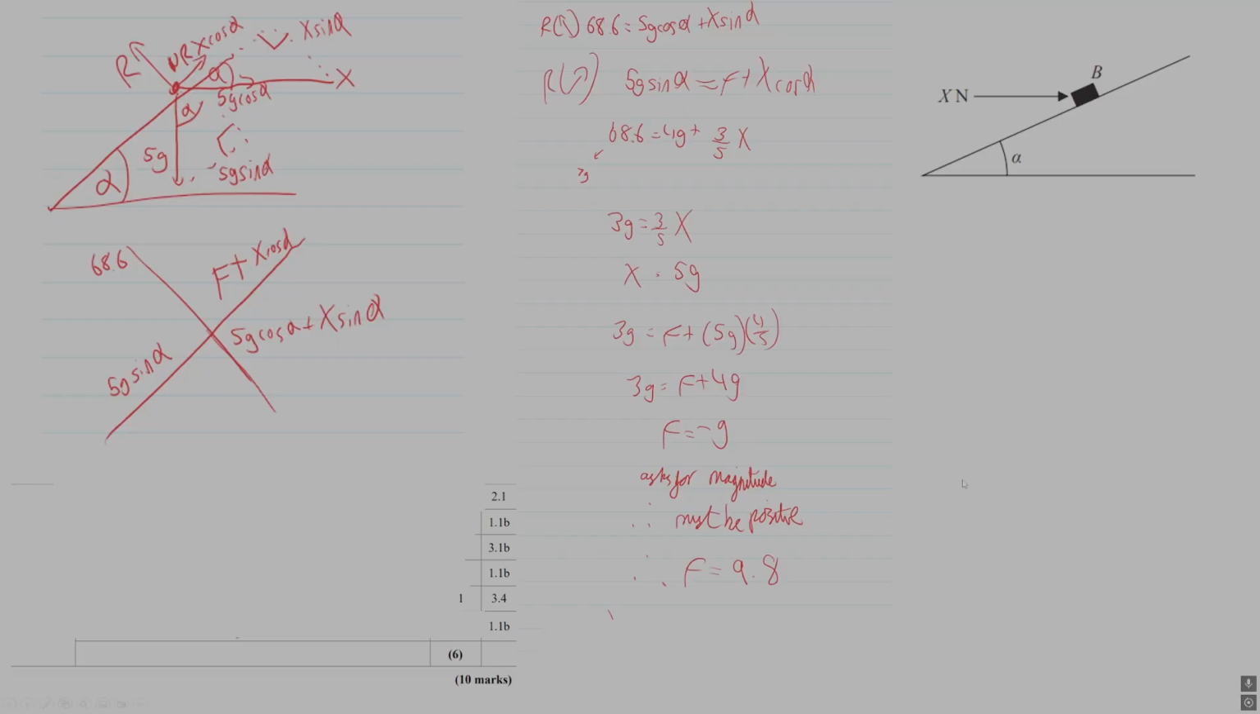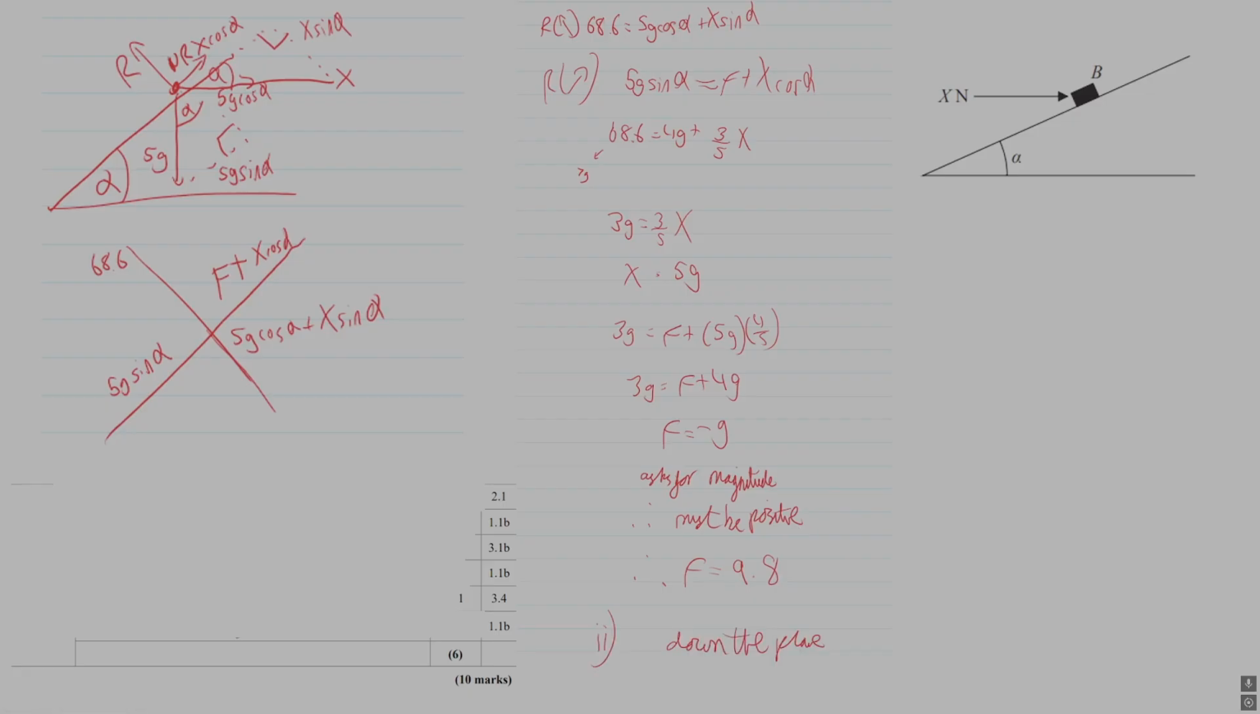I just realized I didn't put where you get the marks. Alright, so you're going to get a method mark for just attempting to resolve either x or the weight. You're going to get another mark for attempting to do your equations of motion, so it's another method mark, and then an accuracy mark for getting f equals 9.8.